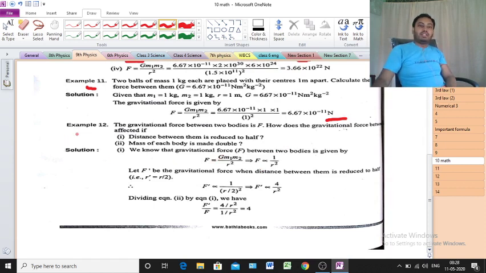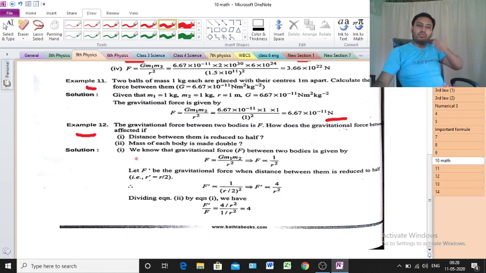Okay, now coming to the next point. The gravitational force between two bodies is F. Clear? How is the gravitational force between the bodies affected if the distance between them is reduced to half? The distance between them is reduced to half.